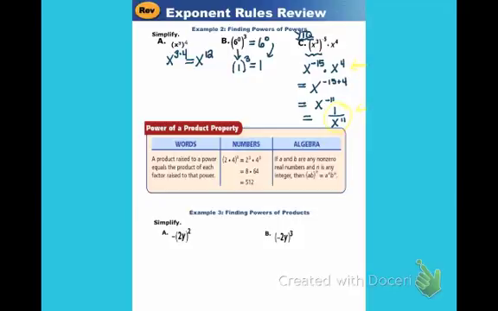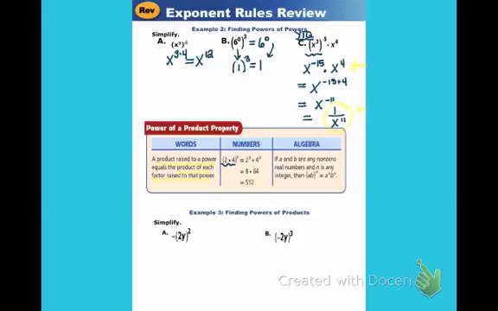A product raised to a power equals the product of each factor raised to that power. In other words, if we have a product being raised to a power, then we have to distribute, if you will, that power to each thing in the product. So, for instance, if we had 2 times 4 being raised to the third power, that's the same as saying 2 to the third times 4 to the third. And then, of course, we know that 2 to the third is 8, and 4 to the third is 64. We would then finally multiply those two things together to get the final answer of 512.